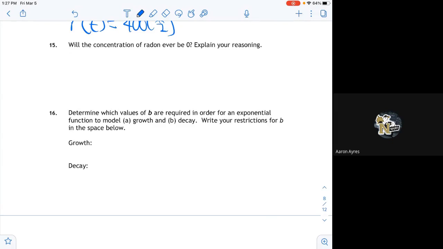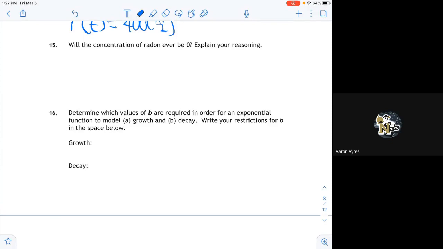Number 16 is an important problem. And I'm going to add to it a little bit because we also need to talk about the constant ratio here in regards to getting these functions set up properly. So this is going to be important. You might want to mark this one with a star in your notes.